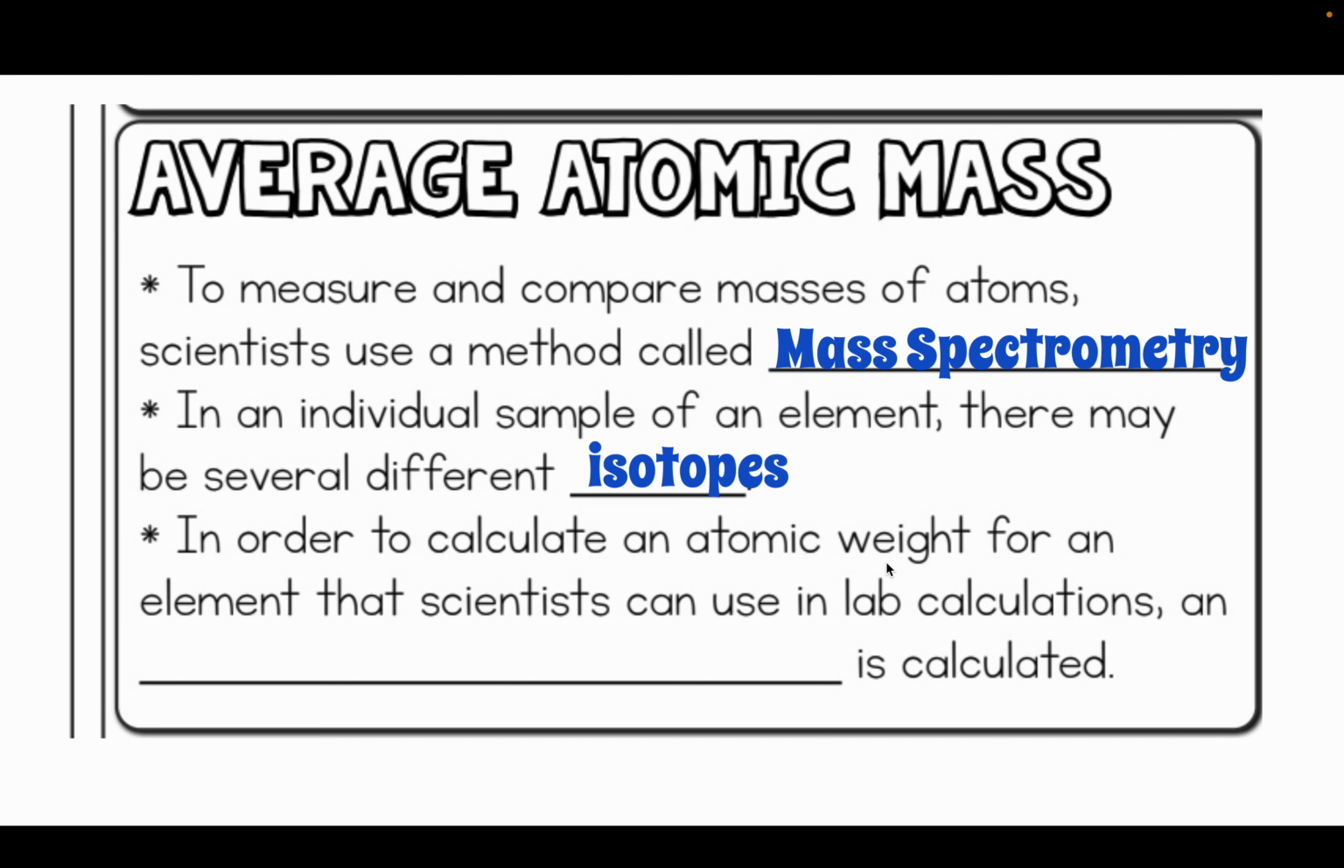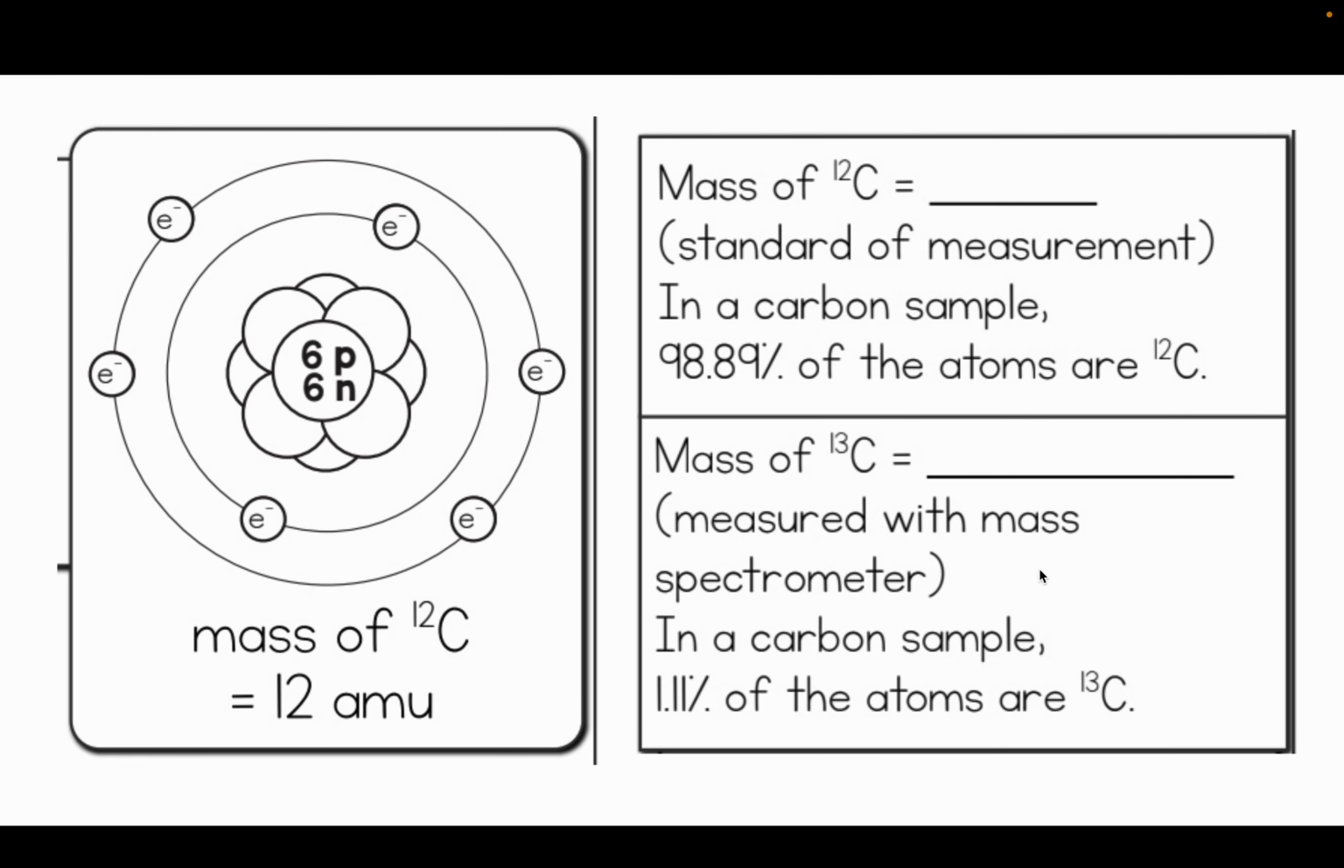In order to calculate an atomic weight for an element that scientists can use in lab calculations, an average atomic mass is calculated. An average atomic mass is going to take into account these different isotopes that might be present in an element. So here you can see my diagram. We have a diagram of one carbon atom. How do we know it's a carbon atom? Well, it has 6 protons. We can see it also has 6 neutrons in its nucleus. Those 6 protons and 6 neutrons make it a carbon-12 atom. And as we know, the mass of a carbon-12 atom is 12 atomic mass units. That's our standard of measurement.